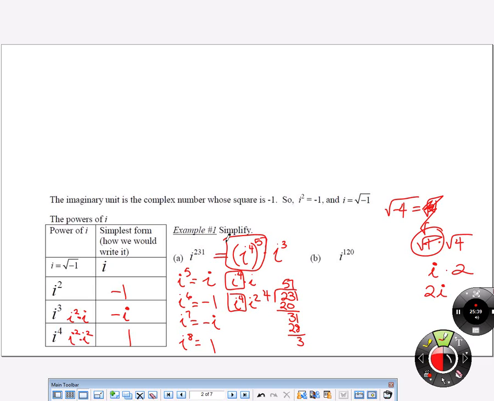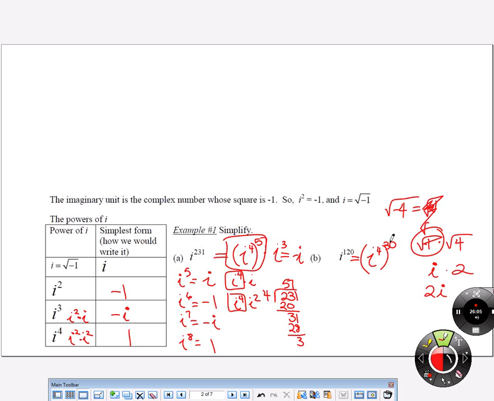Those first 4 powers at least, right? Okay, so this becomes negative i. All right, so i to the 120th power. How many i to the 4ths could I use to create a power of i to the 120th? 30. Is there anything left over that I need to include? No, that makes all 120 powers of i.